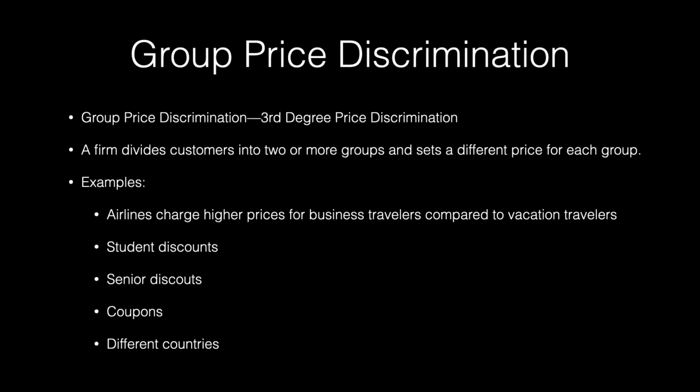In this video, we explore third degree, or in other words, group price discrimination. This is where a firm divides its customers into two or more groups and sets a different price for each group. Examples are airlines charging higher prices for business travelers, student discounts, senior citizen discounts, and coupons. An international business may charge different prices in different countries.